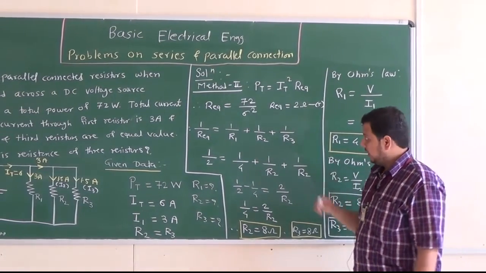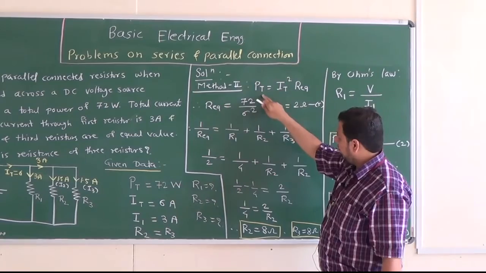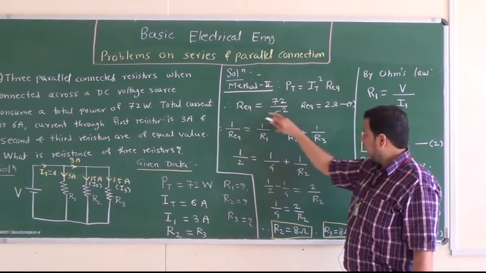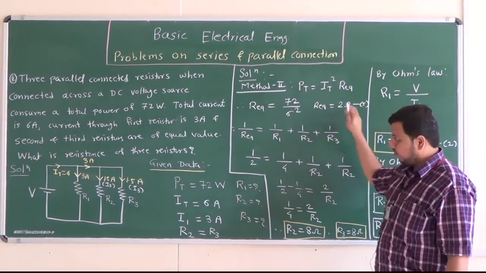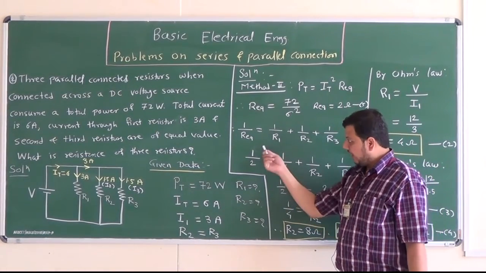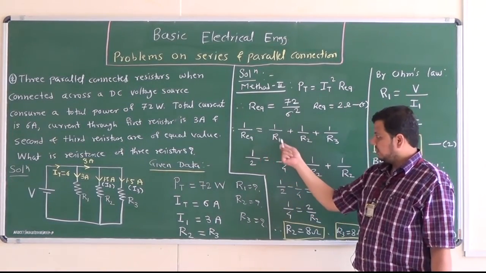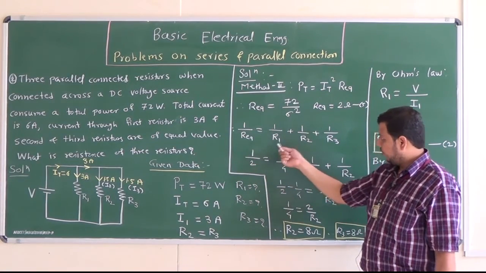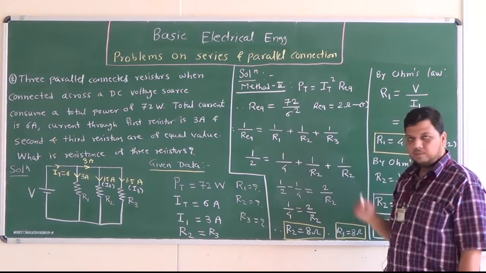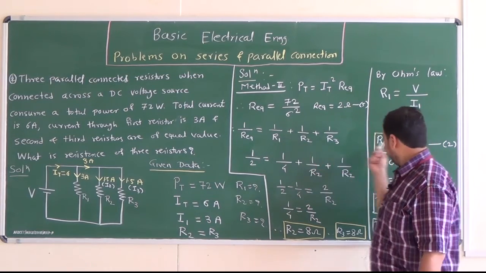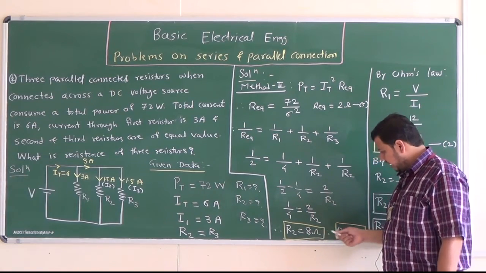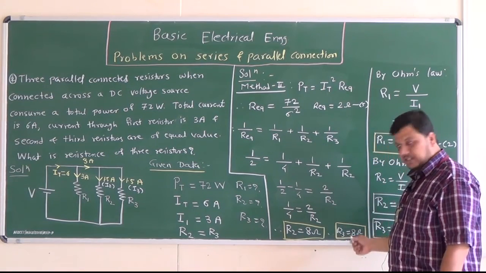And the second way, method 2, from total power and total current, we can determine R equivalent. So R equivalent here is 2 ohm. We know the expression for R equivalent: reciprocal of resistance is additive in case of parallel. So 1 upon R equivalent equal to 1 by R1 plus 1 by R2 plus 1 by R3. Out of that, R1 we have determined as 4, R2 and R3 are equal. So we have got R2 as 8 ohm and R3 as 8 ohm.